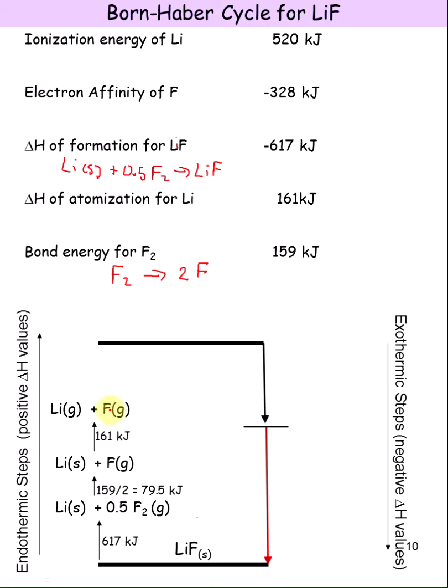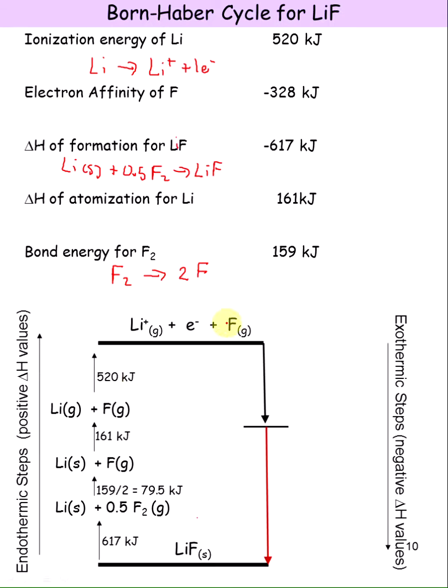Now my next step, since I've got the fluorine gas where I need it to be, is to start working with my metal. I'm going to go from the solid to the gas, and that is the delta H of atomization for lithium. Going from the solid to the gaseous phase costs me 161 kilojoules of energy. Now my next step is to ionize my lithium. I need to yank off an electron from lithium, so that's the ionization energy of lithium. Lithium going to lithium plus and an electron requires 520 kilojoules.